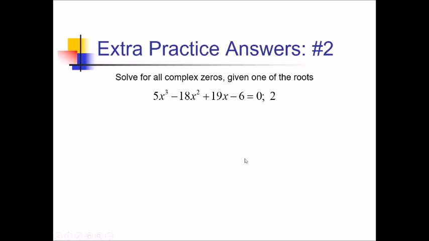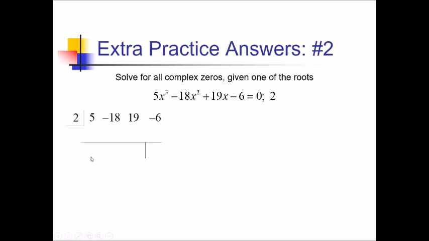For this problem, I'm given that 2 is one of the solutions to this polynomial equation, and I want all the complex zeros. So we know we better be writing x equals 2 as one of our answers, but we need the other ones. I'm going to use synthetic division to plug 2 into this polynomial, and that's going to help me break it down a little bit further. So writing out my coefficients, I've got 5, -18, 19, and -6, and I got a box number of +2.